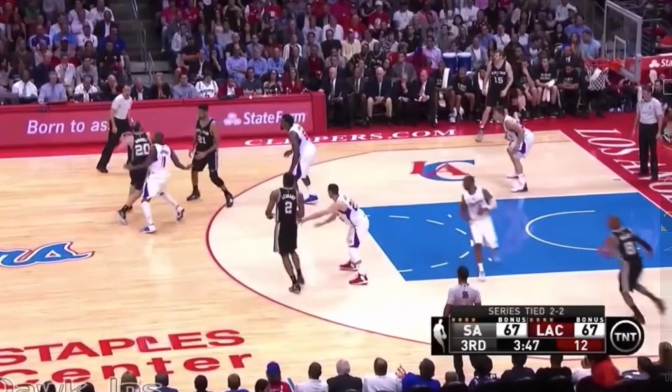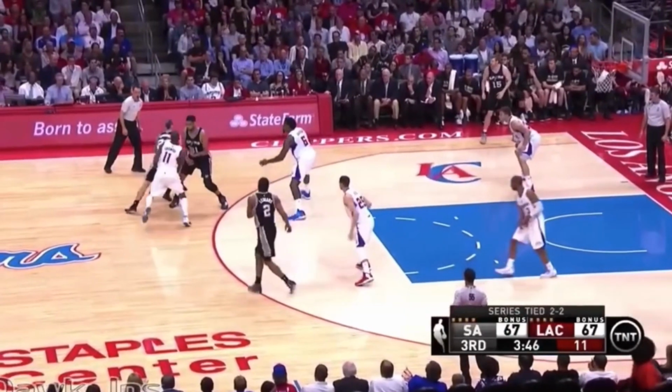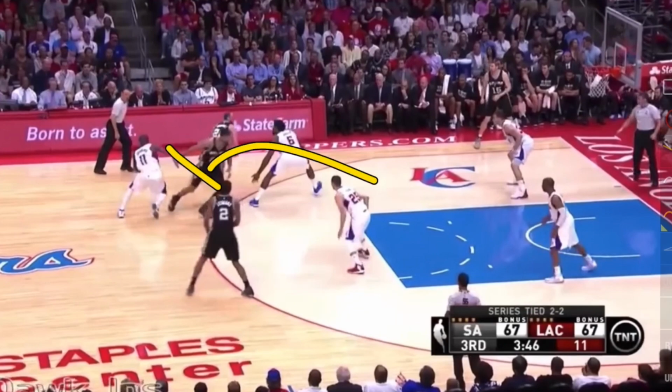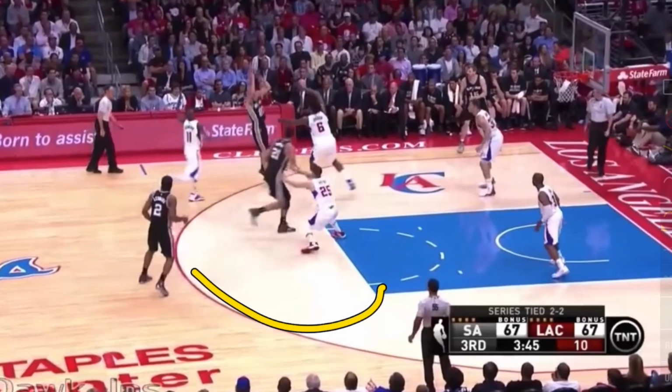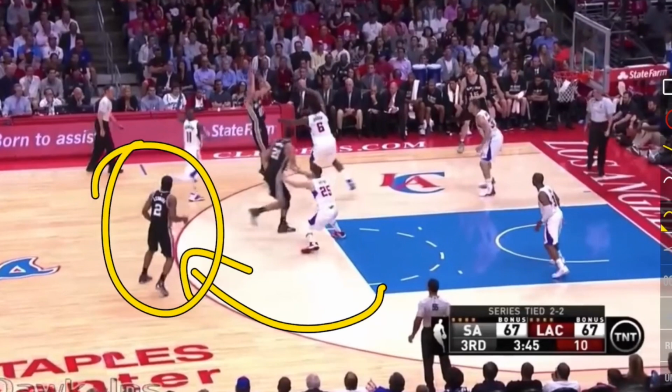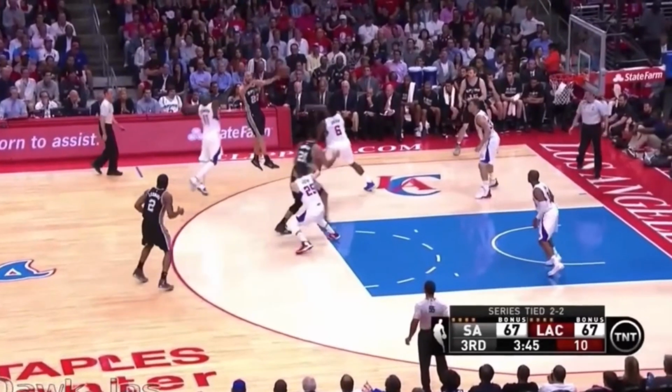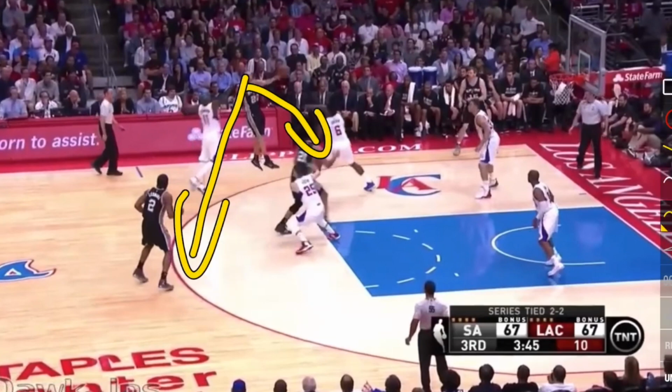Now, in this next play, we have Ginobili up top. They're running a horn-style offense with a screen and roll up top with Tim Duncan. Tim Duncan rolls towards the basket, and then Kawhi Leonard pops out to the three-point line. Ginobili now has two decisions to make. He can pass to Tim Duncan or he can pass over to Kawhi Leonard.